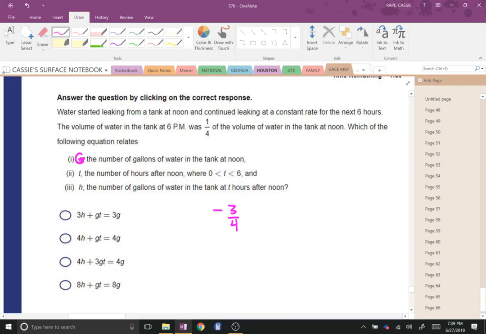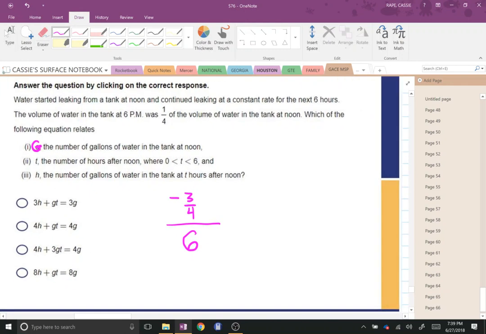And so this is what we're going to do. Negative 3/4 over 6. And we're going to divide it and see what our hourly rate is. So negative 3/4 divided by 6 is negative 3/4 times 1 over 6, which is going to be negative 3 over 24, which is negative 1/8. You are losing every hour 1/8 of that tank.